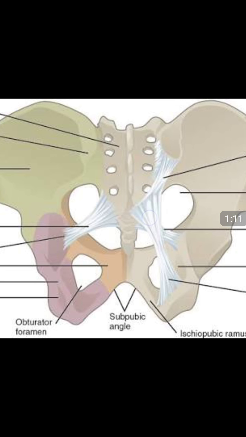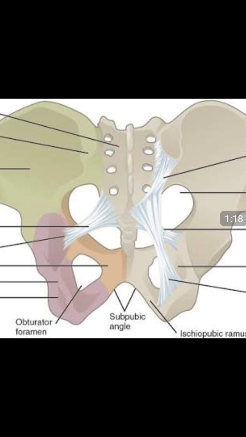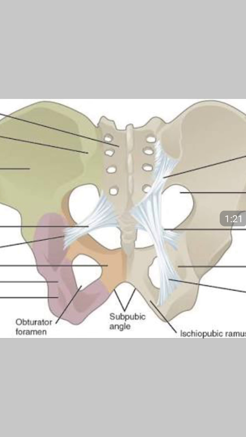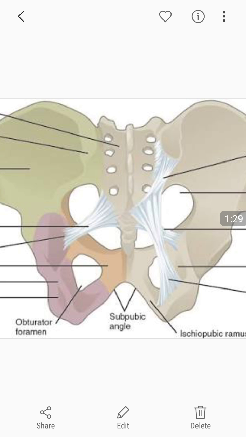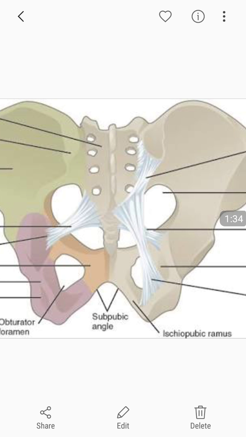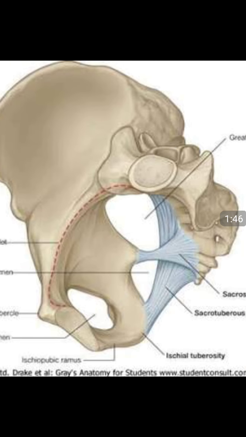Sacrotuberous ligament, because it is present between the sacrum and the ischial tuberosity. And here we have another small structure, which is called the spine, and this ligament spans between the sacrum and the spine. So it is the sacrospinous ligament, and this is the sacrotuberous ligament. These two ligaments convert the greater and lesser sciatic notches into the greater and lesser sciatic foramen. I will show you the same from another perspective.